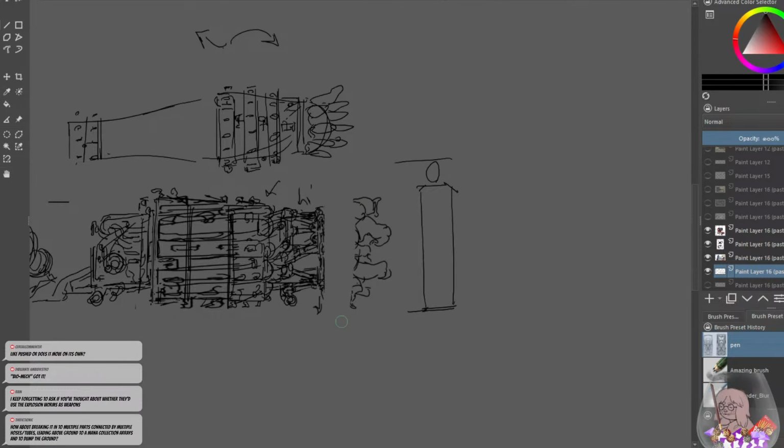Also, I want these to look more like they're... That's not right yet.